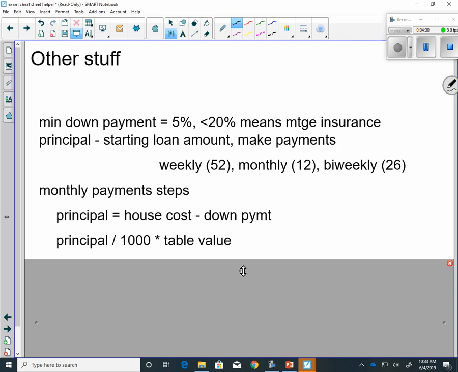Remember, the next step is to take the principal and you must divide by 1,000. You must divide by 1,000. And then you multiply by the table value. They will give you the table. You have the big giant table. You can't bring it, but if you're practicing, you can.